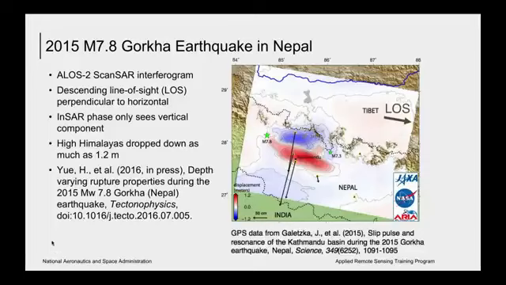In this particular case, the radar line of sight is to the right, and the earthquake motion is almost perfectly parallel to the satellite track. So the line of sight is only picking up the vertical motion. We can see that this area in blue up here in the high Himalayas dropped down by as much as 1.2 meters, and areas to the south, including Kathmandu, were uplifted by up to 1.6 meters.